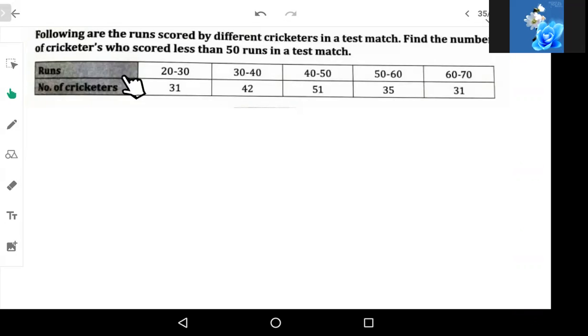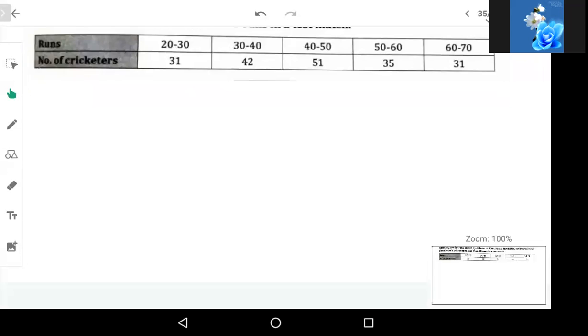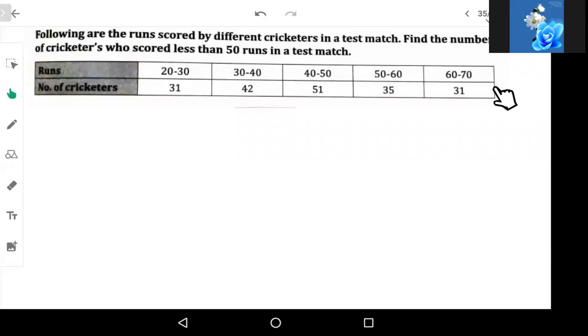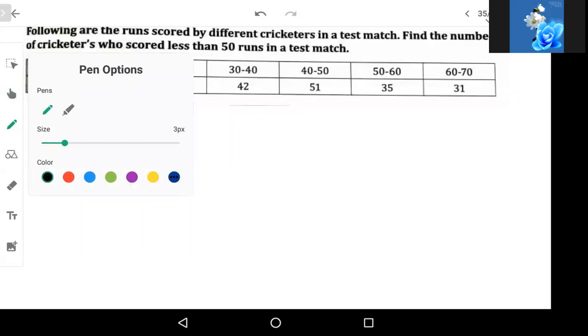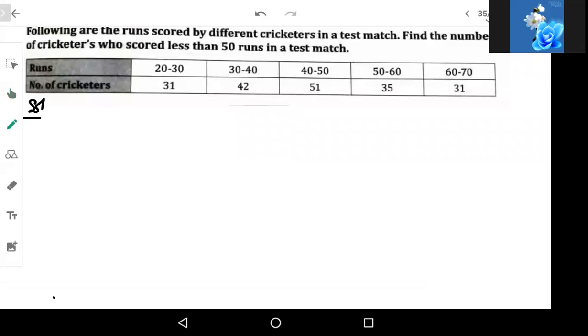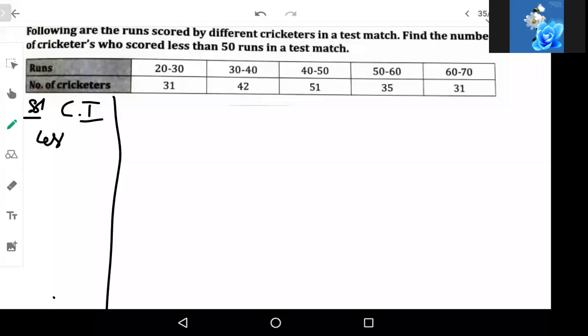Now for such questions where you have the class intervals, you have to convert the full class intervals into open-ended class intervals. Let us see how to do that. Solution. First, we have to redefine the class intervals. Now, instead of writing 20 to 30, we are going to write less than 30.